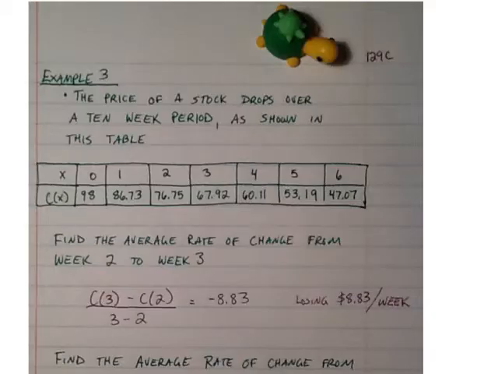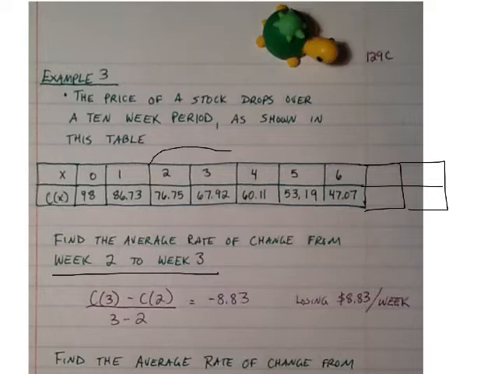In the final example, we're finding the slope of the secant line from a table, and the context is the price of a stock drops over a 10-week period, as shown in the table. Now, I didn't actually go out 10 weeks in the table, but all we need to do is find the average rate of change from week 2 to week 3. Average rate of change is another way of saying the slope of the secant line. So we're going to do C of 3 minus C of 2 all over 3 minus 2. So that's y2 minus y1 over x2 minus x1.